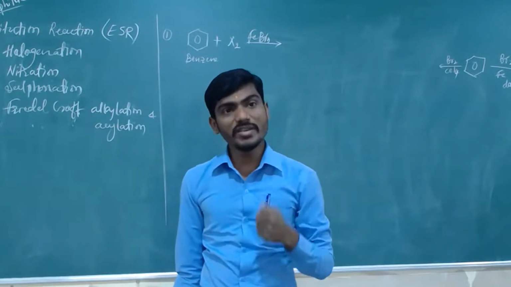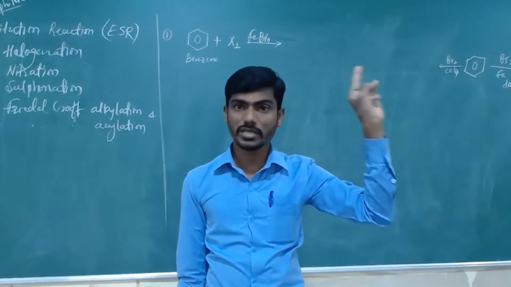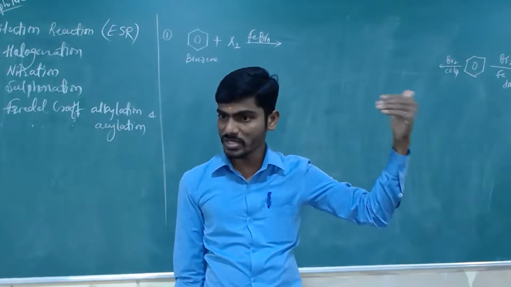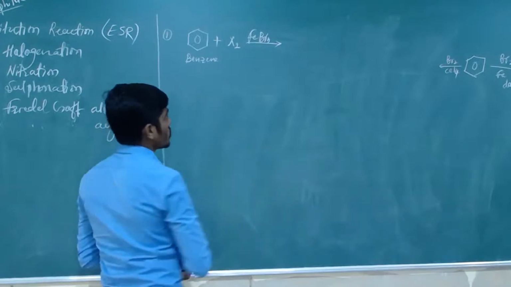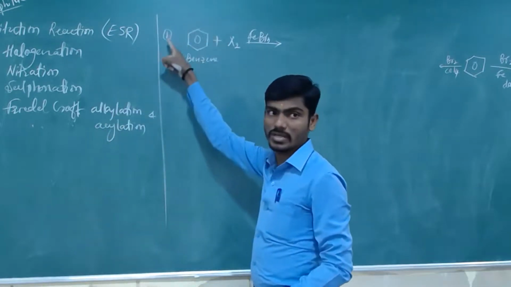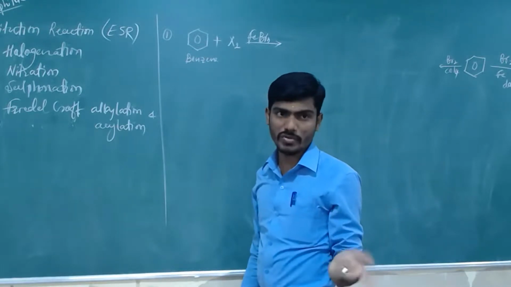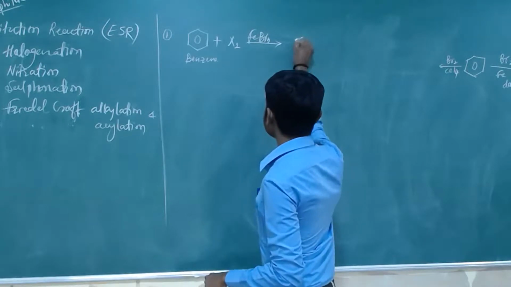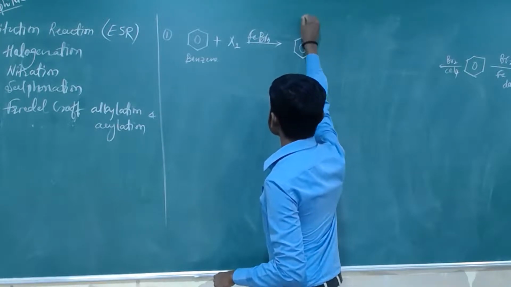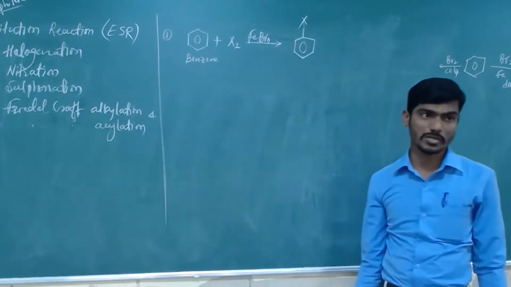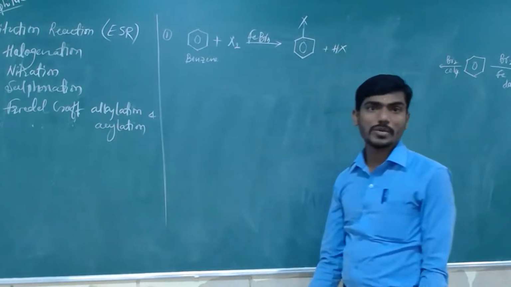X2 in the presence of a Lewis acid: 1 halogen is added, or rather substituted, in the benzene ring. So one of the hydrogens from benzene is replaced by the halogen. Here, 6 hydrogens are available in total, and any 1 hydrogen is replaced. This gives rise to the product, benzene ring with 1 X group, halobenzene, plus HX as a byproduct.